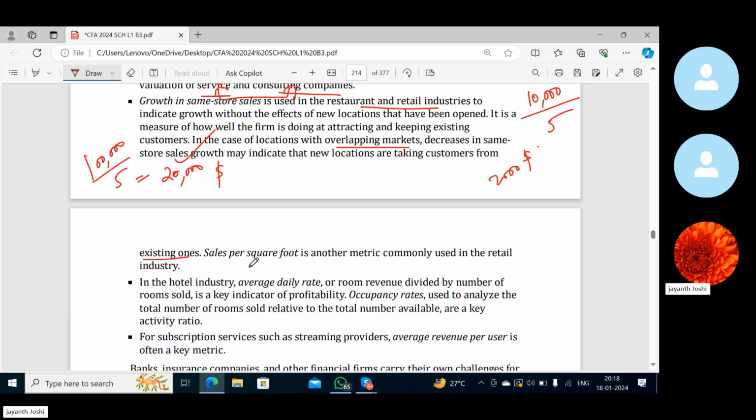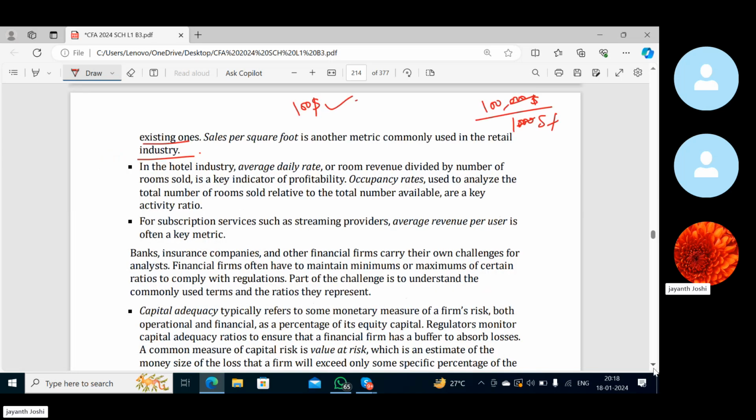Sales per square foot is another metric commonly used in the retail industry. That means if there is a sale of $100,000 and there's a 1,000 SFT shop, so per SFT, how much revenue have I generated? $100, right? That is one of the metrics used in the retail industry, in departmental stores.